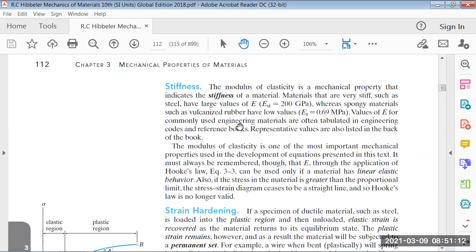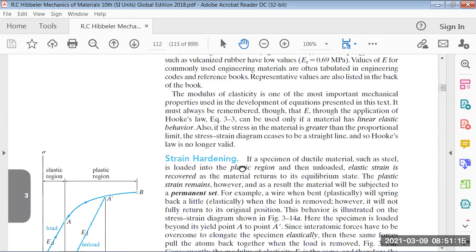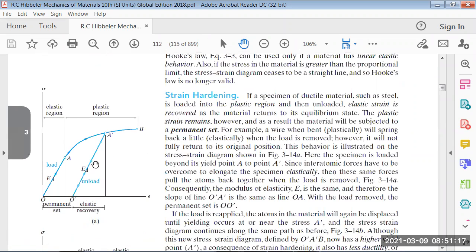What else? What is stiffness? What is strain hardening? I have given this figure as an example. Why do we have this? Explain to me this figure. What is meant by it?